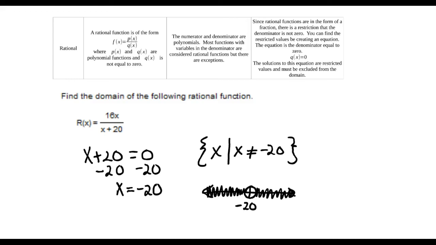So with the interval notation, we'll need to represent the interval to the left of negative 20. That interval starts at negative infinity and goes until negative 20. We use parentheses on both of those values. And then we want to represent the interval to the right of negative 20. That interval starts at negative 20 and goes to infinity. And we'll use the union symbol between those two. So this is our domain in set builder notation, and this is our domain in interval notation.